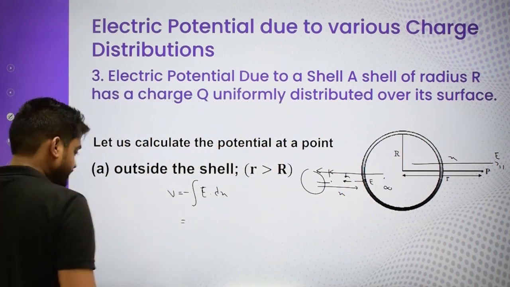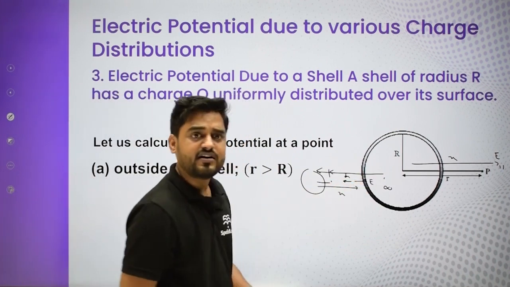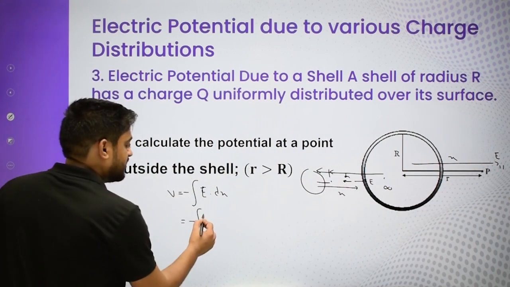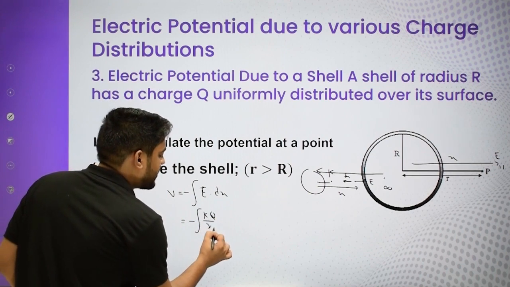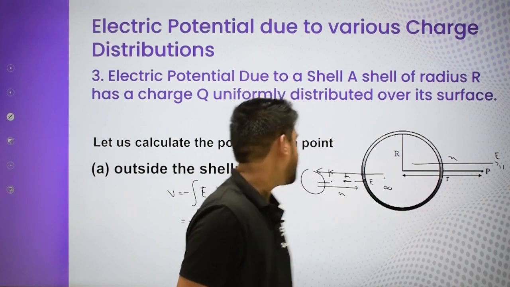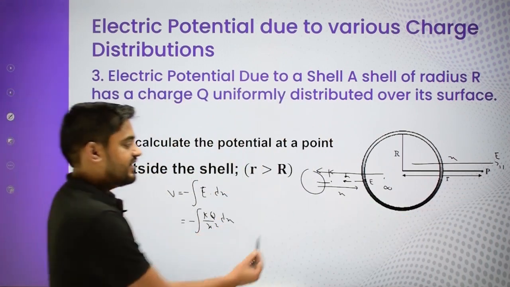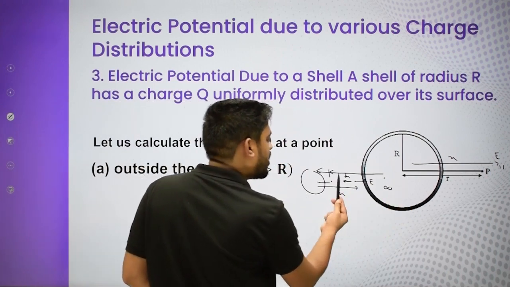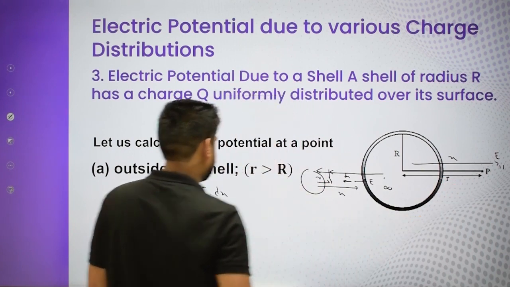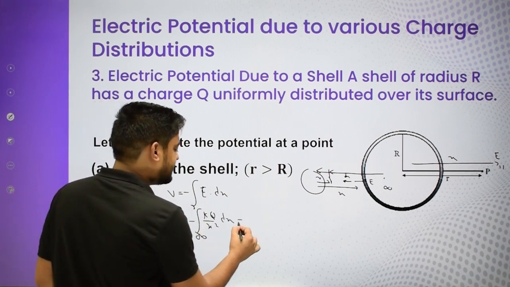Now I will simply write minus integration of the electric field at x distance, which is, due to a spherical shell for a point outside, given by kq by x squared. So this is the electric field at x distance from the center. Now I just have to put the value in the formula. And what about the limit on x? X is changing from infinity all the way up to the distance of point P, which is r. So the limit is infinity to r. Now just integrate it and we will get our answer.